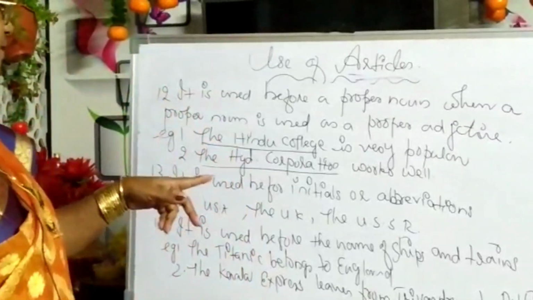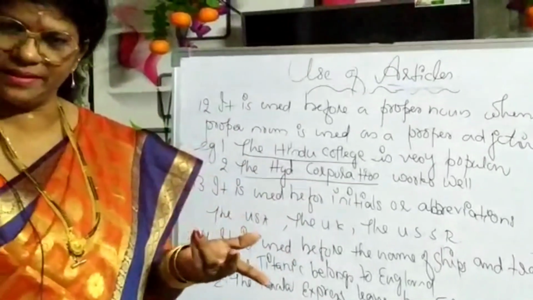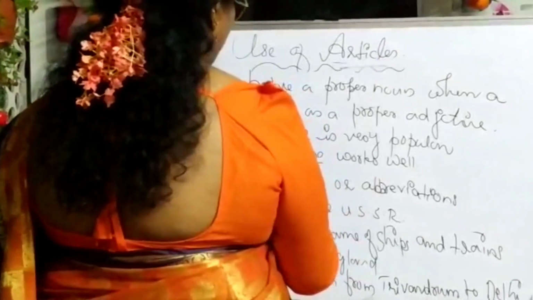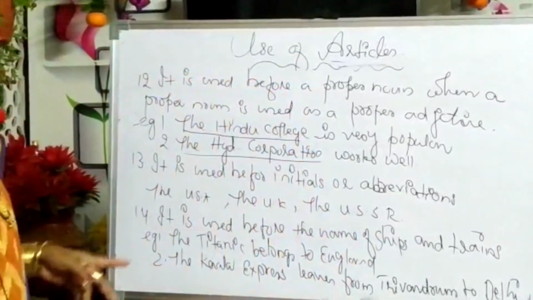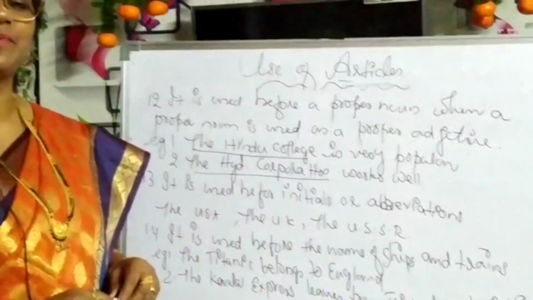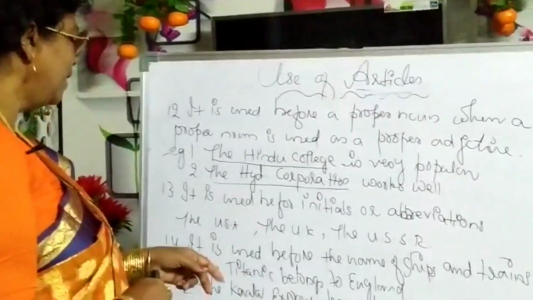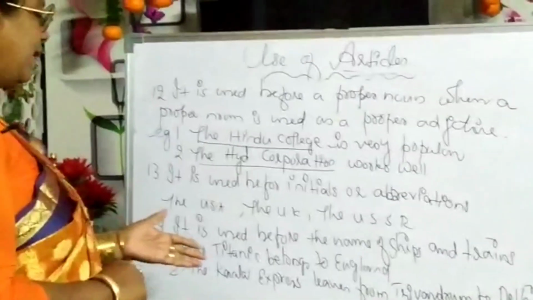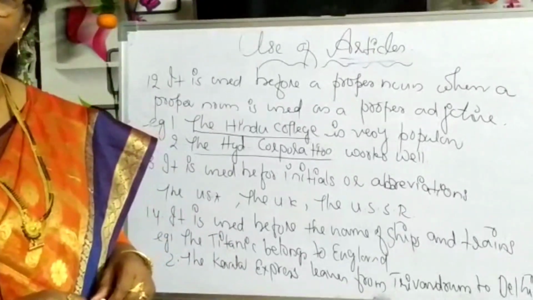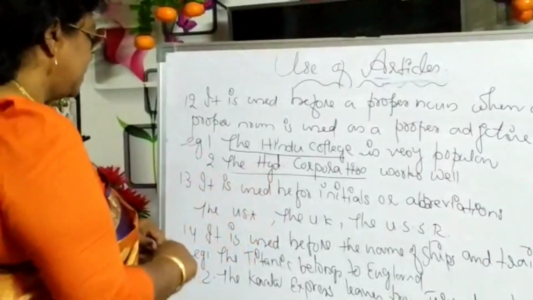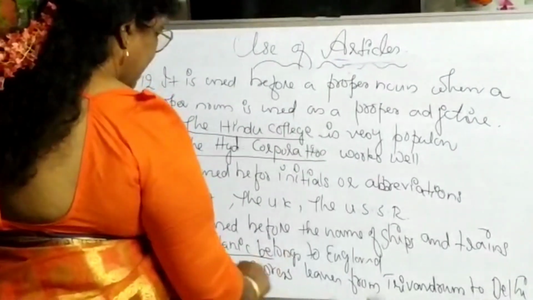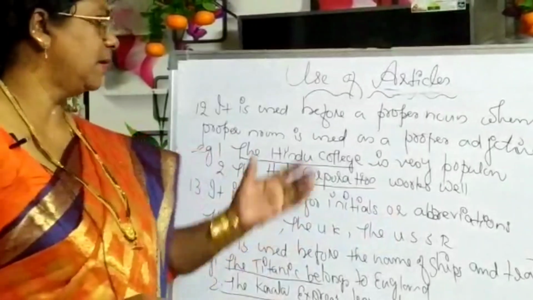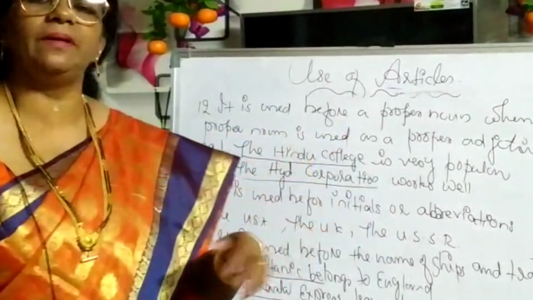The next rule, it's used before initials or abbreviations. The USA, the USSR, the UK. The next one, it is used before the names of ships and trains. Example, the Titanic belongs to England. The Kerala Express leaves from Trivandrum to Delhi. These are all, see, the Titanic, the Kerala Express. This all shows the names of ships and trains. That other one shows proper nouns and proper adjectives.